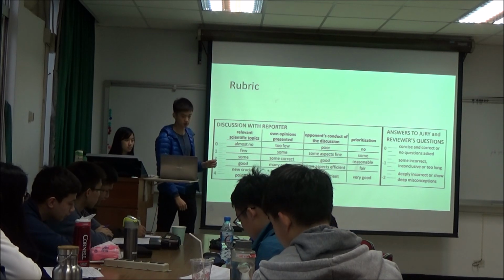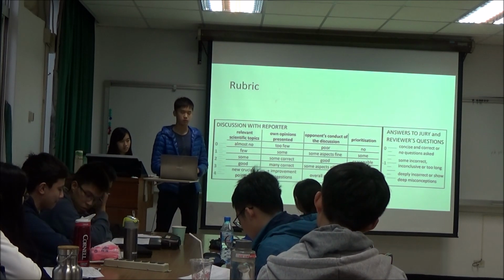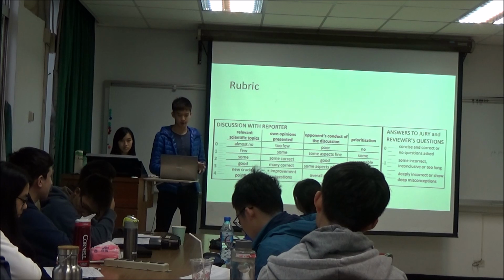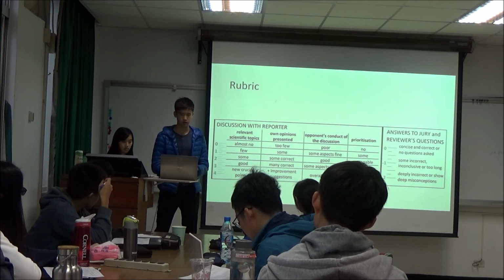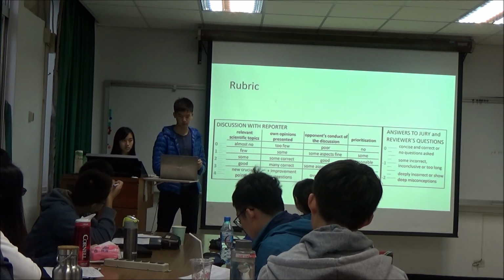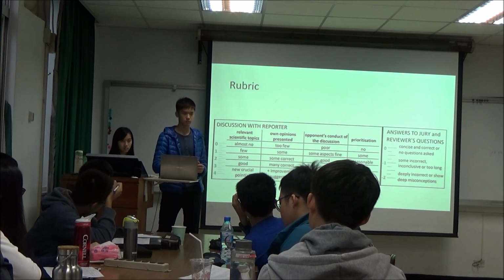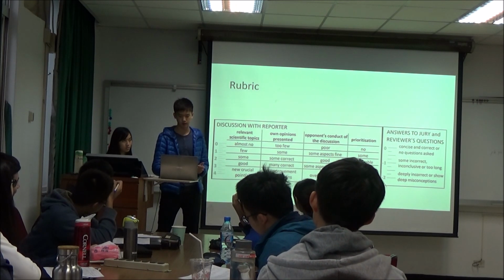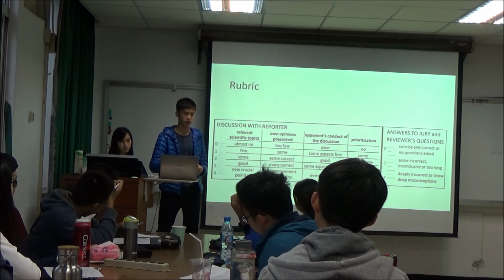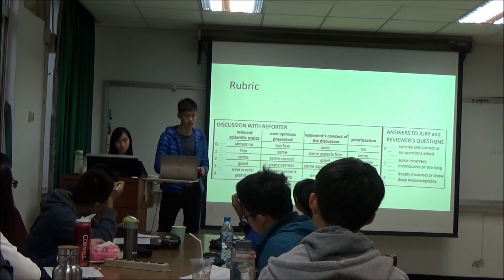Opponent's conduct of the discussion. Some opponents will have problematic personalities. You might be a little too overbearing and suffocate the discussion. Some opponents will also be too passive, and in that way they let the reporter get away with a lot of mistakes. So you want to be somewhere in the middle.